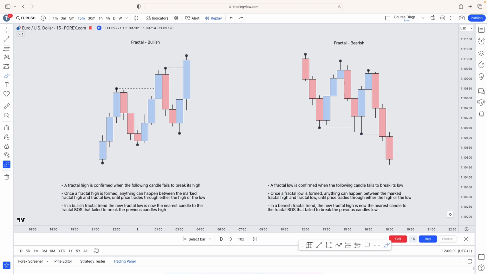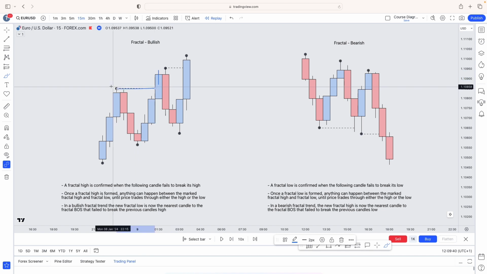So looking at our definitions then, in a bullish trend, the new fractal low is now the nearest candle to the fractal structure break that failed to break the previous candle's high, okay? So in this case, as soon as we get this structure break, this fractal break here, we can then look back and find where our fractal low is, okay? So again, our fractal low is the nearest candle to the fractal break of structure that failed to break the previous candle's high, okay? So this is the break of structure.